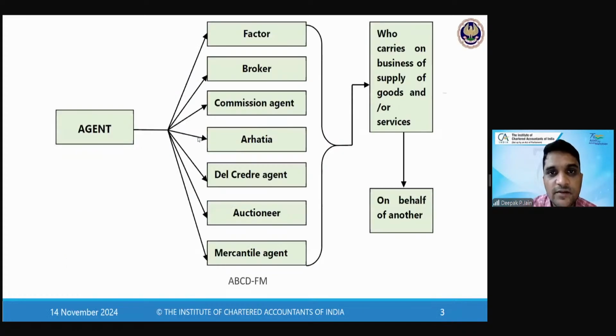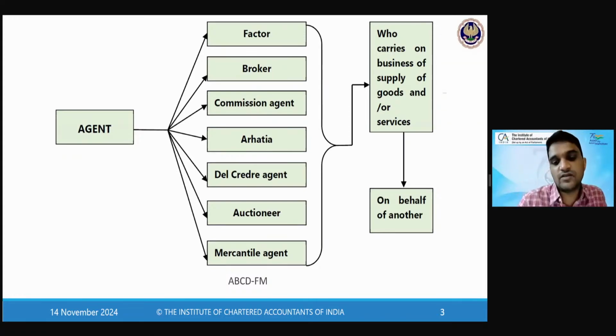Okay. Agent means a factor, a broker, a commission agent, an arhatia, a del credere agent, an auctioneer, a mercantile agent. So these are the various names for an agent. He could be any of those. Each of them is specific to the trade being carried out. Like in the case of buying a house, you call him a broker. When you use him for a business, you call him a commission agent or an arhatia, or a person who helps sell goods at an auction is called an auctioneer.